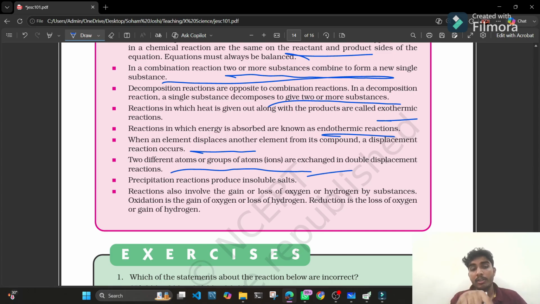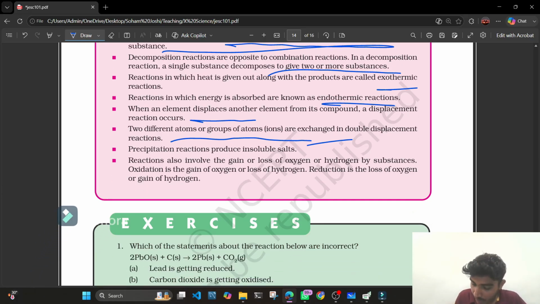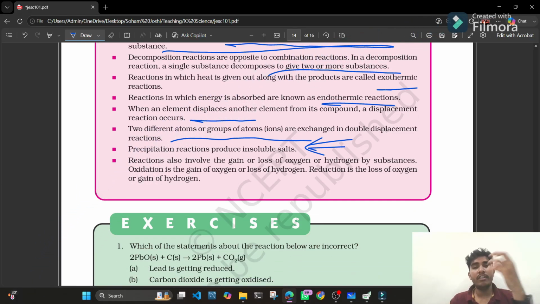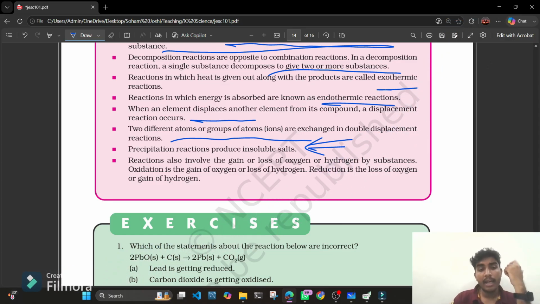Two मतलब displacement में सिर्फ one था, in double displacement, two different atoms, a group of atoms that is also called ions, are exchanged. Okay, then we saw precipitation reactions produce insoluble salts. So basically, the reactions in which there are insoluble salts that do not dissolve, some forms of powder, something like that, are called precipitate, and these types of reactions are called precipitation reactions.